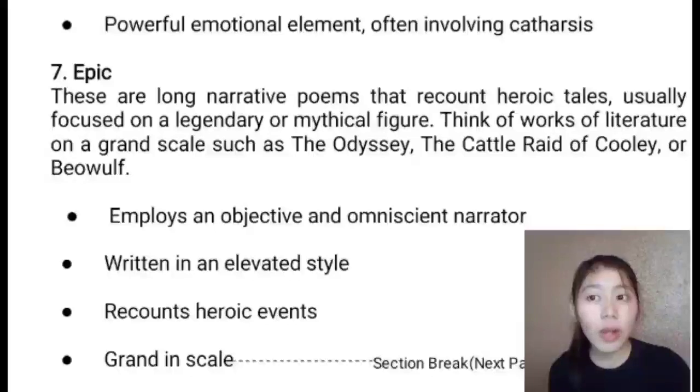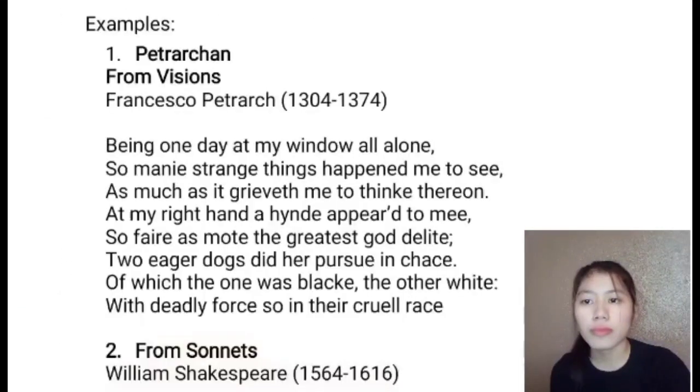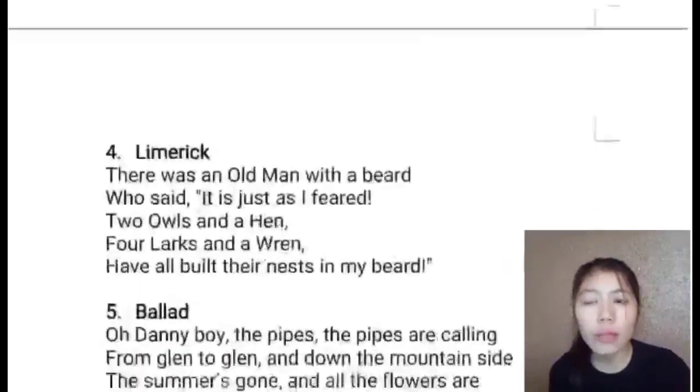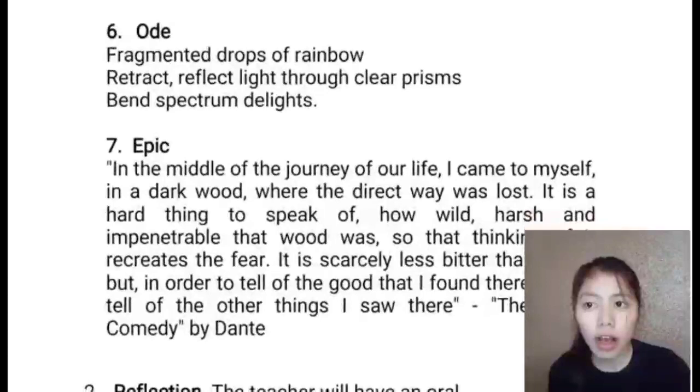So these are long narrative poems that recount heroic tales, usually focusing on legendary or mythical figures. So this is written in an elevated style, and also it recounts heroic events. So that will be the last. Now I will be giving you some examples of ballad, ode, and epic.